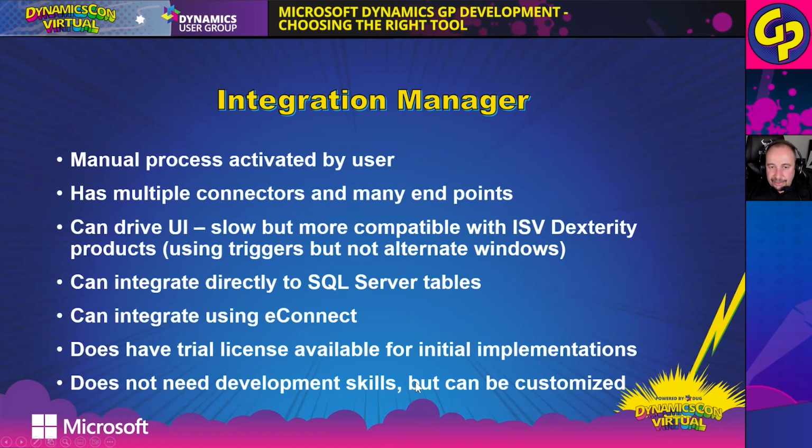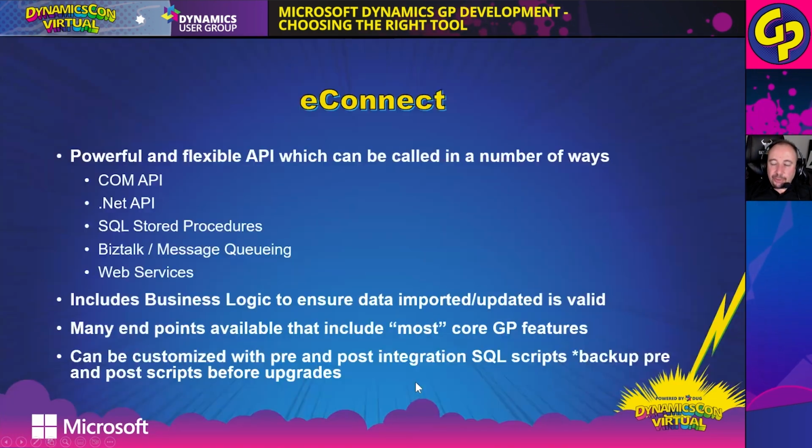So eConnect is probably the most common way that people get into GP. And basically, it's an API that can be called in a number of different ways, via COM, via .NET, directly via SQL, or you can use things like BizTalk, or even it can be wrapped with web services. So it includes the business logic. You've got a lot of endpoints, and it includes most of the core features.